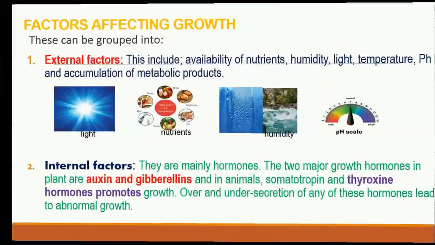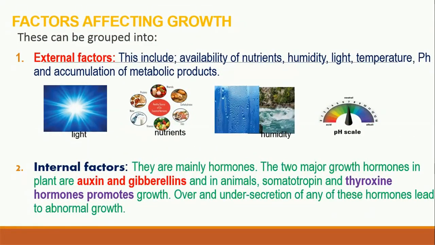So let's move to the factors that can affect growth. This can be grouped into two. We have number one, the external factors. These are factors outside the cell that can affect the growth of an organism. Okay, and they include one, availability of nutrients. The kind of nutrient that is available to the organism can actually determine if the organism is going to grow well or not. For example, we human beings, we need food. If our food is rich in protein, we grow well, and other nutrients.